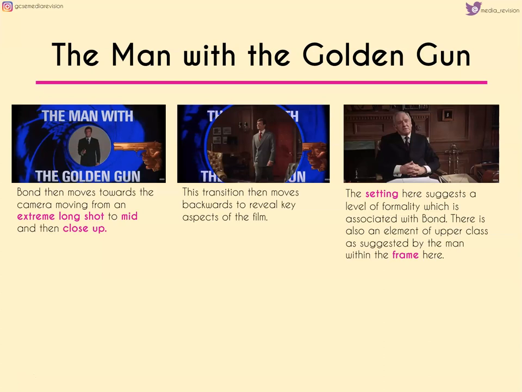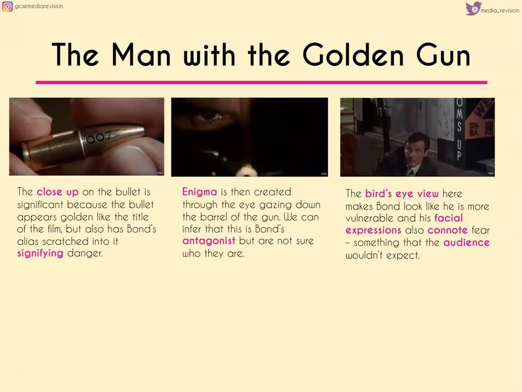And we begin the aspects of the film by looking at the setting, which suggests a high level of formality because of the wooden panelling that we've got in the background and the man who's dressed in a suit. Now this is something we would expect to find of the upper class, and therefore something that we would expect to find of Bond, particularly given everything that's going on in this frame here. We then have a close-up on the bullet, which is significant because it's golden like the title, but it's also got Bond's alias 007 scratched into it, and this suggests danger.